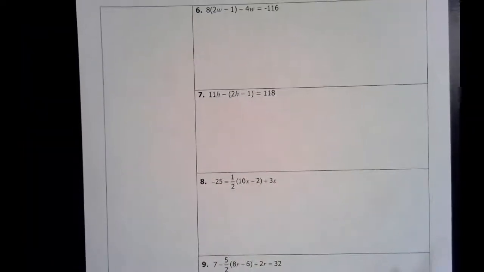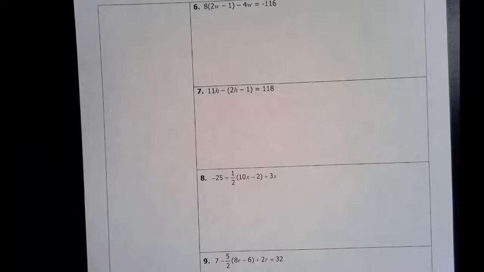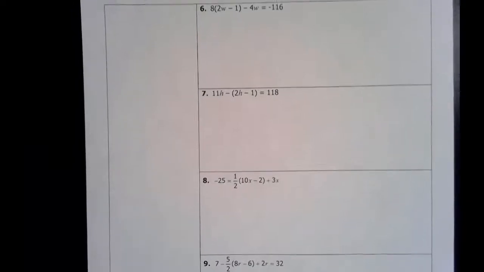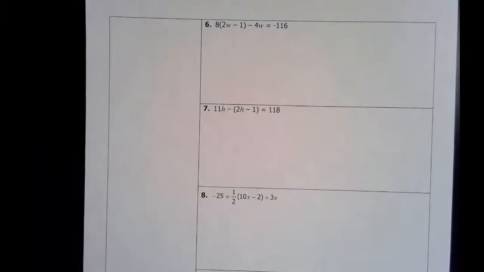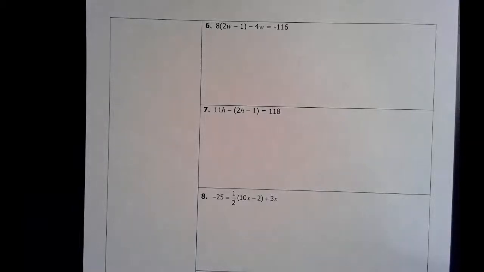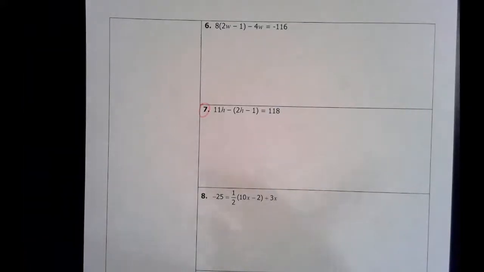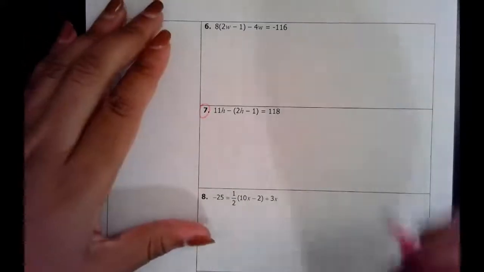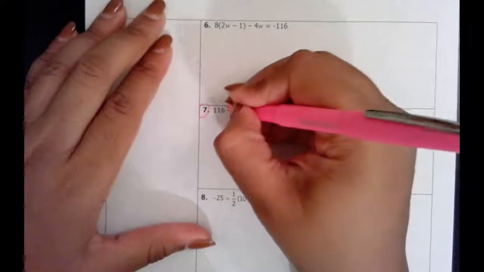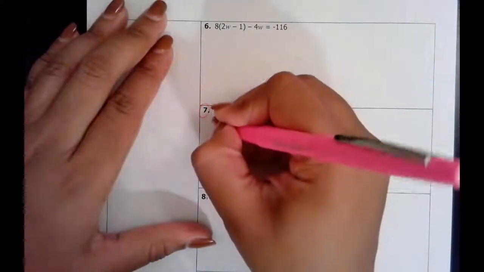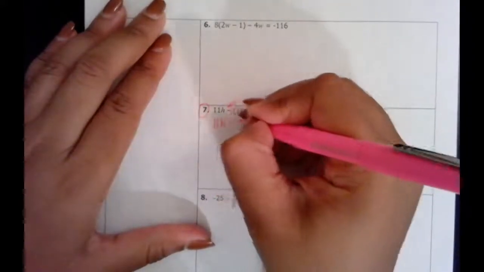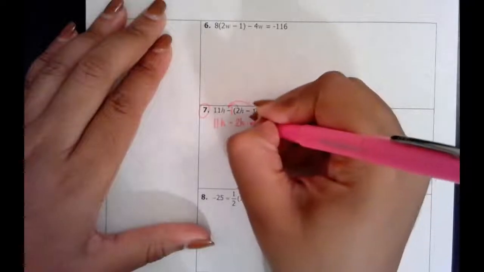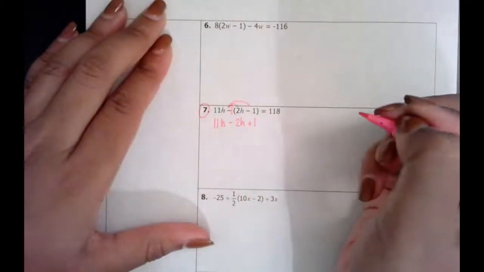So let's look at 7 and 9. And we'll do 10 together, because I know word problems are still very new to you guys, so don't freak out about that. So 7 and 9. We would distribute a negative 1 here. So that leaves me with 11h minus 2h plus 1, because negative 1 times negative 1 is positive 1.